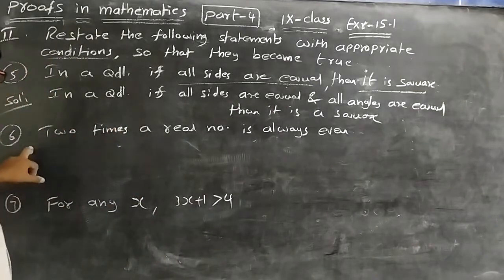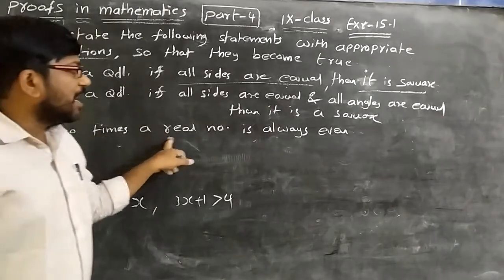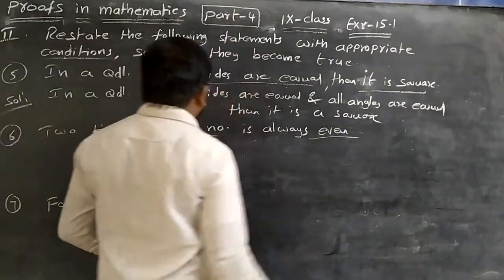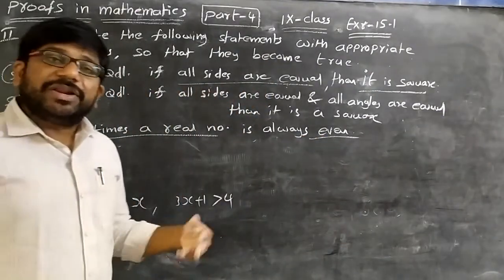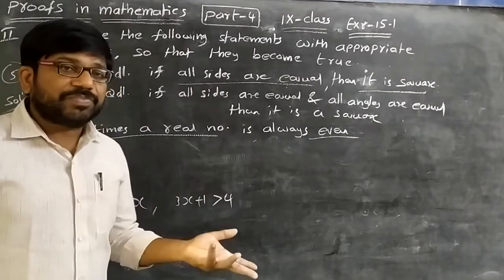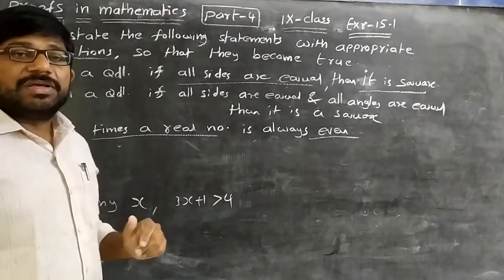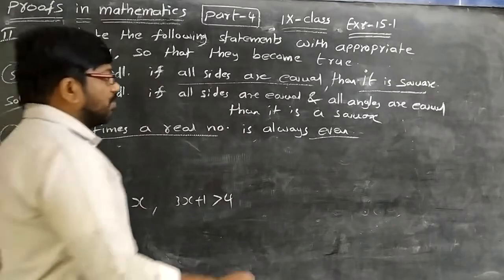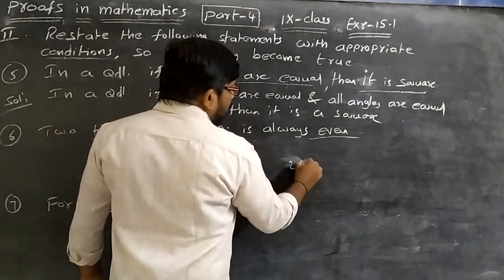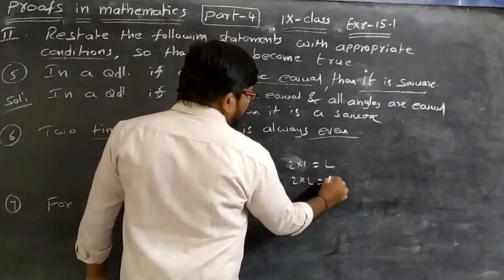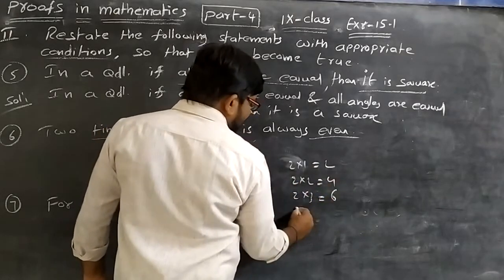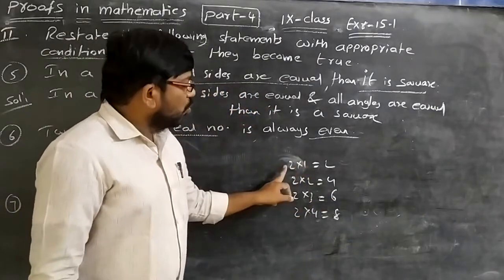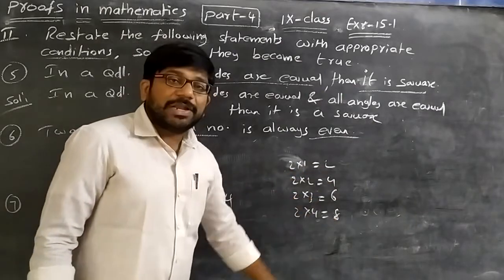Okay, go for next. 2 times of a real number is always even. Real means rational, irrational, fractions, decimals, lot of them. It is a false statement. What should we do to make it correct? 2 times of a natural number, only natural numbers. 2 into 2 is 4, 2 into 3 is 6, 2 into 4 is 8. So 2 times a natural number is an even number, right?